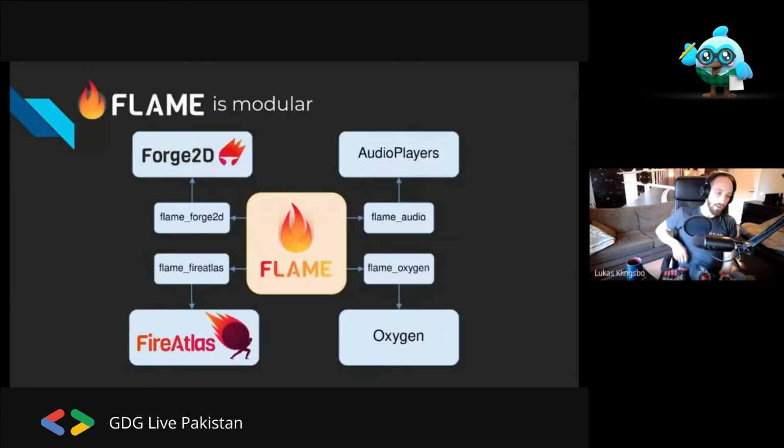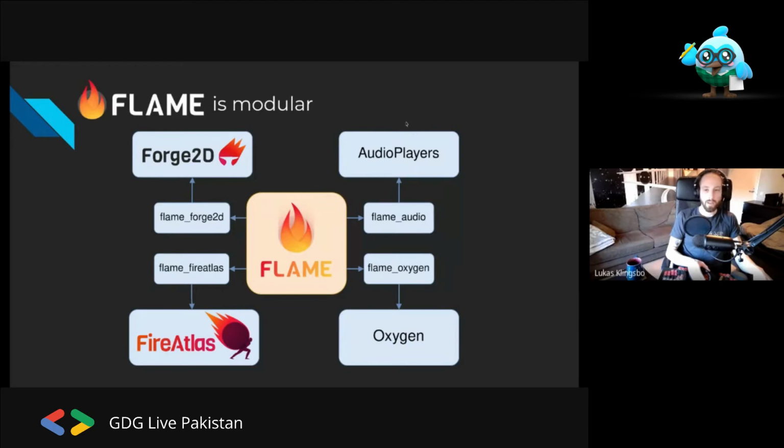And in Flame, we have something called bridge packages. We have the Flame core here in the middle, and around that we have a big mono repository with a lot of other packages that connect Flame to other types of packages. For example, Forge 2D here is a physics engine that we have ported from Box 2D. So if you want to use a physics engine in your game, you just add Flame Forge 2D to your pubspec file, and then you will get components for that in your Flame game.